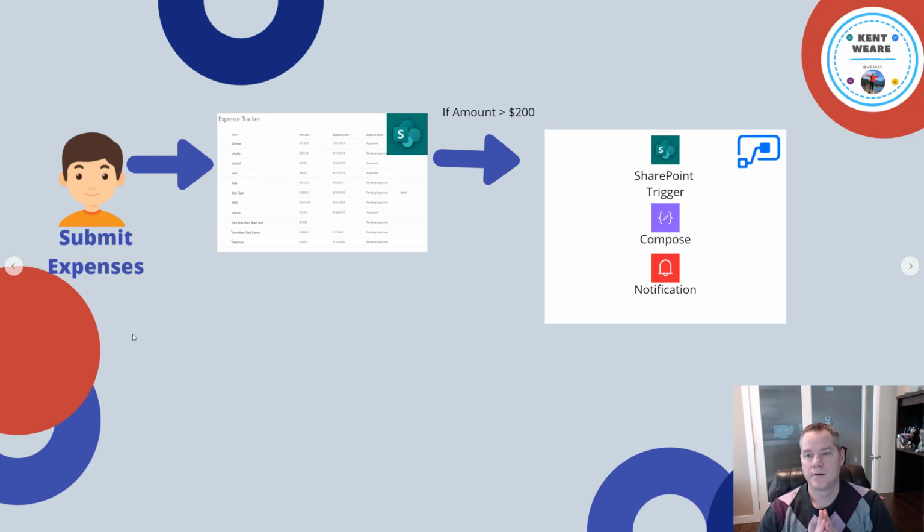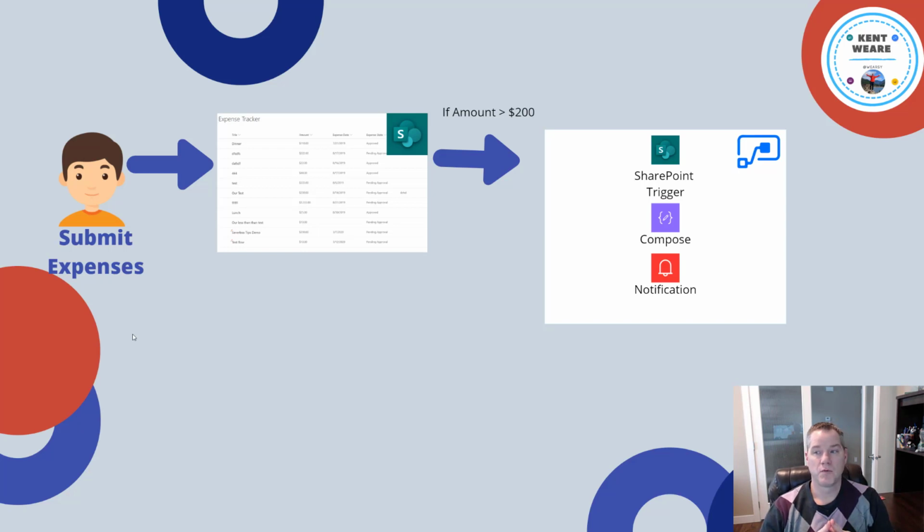Okay, so let's talk a little bit about our scenario. We have an employee that's going to submit their expenses, and this is going to end up in a SharePoint list. Now, it doesn't really matter how this data gets inputted. It could be directly on the form, could be a Power App, could be a form, doesn't really matter. But the point is we might want to be notified when someone submits an expense that is greater than $200.